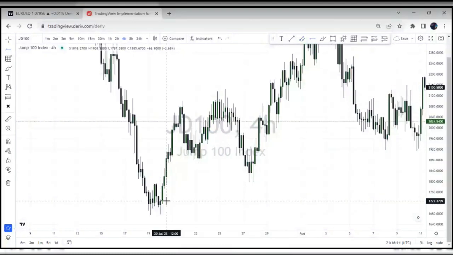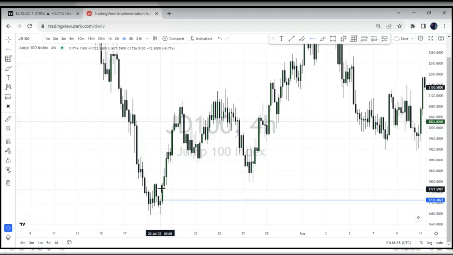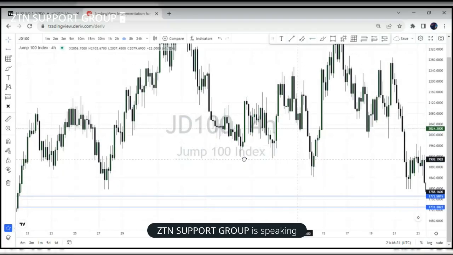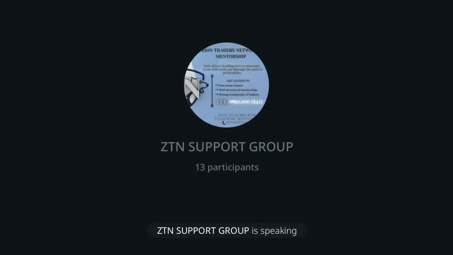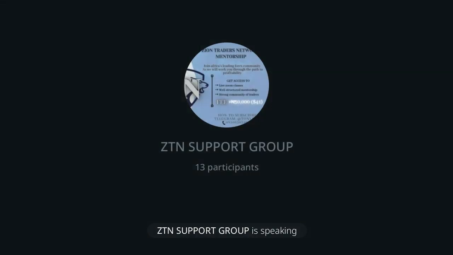All right. So if we draw this IPA forward, or let's use a horizontal ray. And then price came back into that IPA and did give us the break of structure.